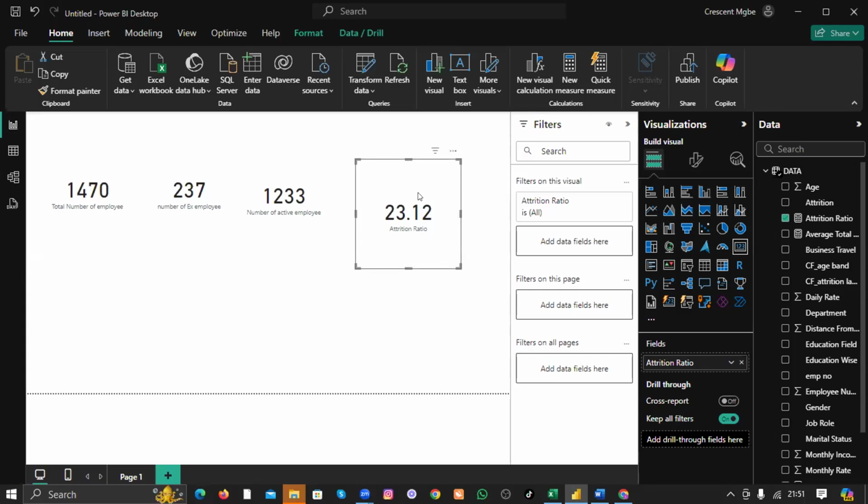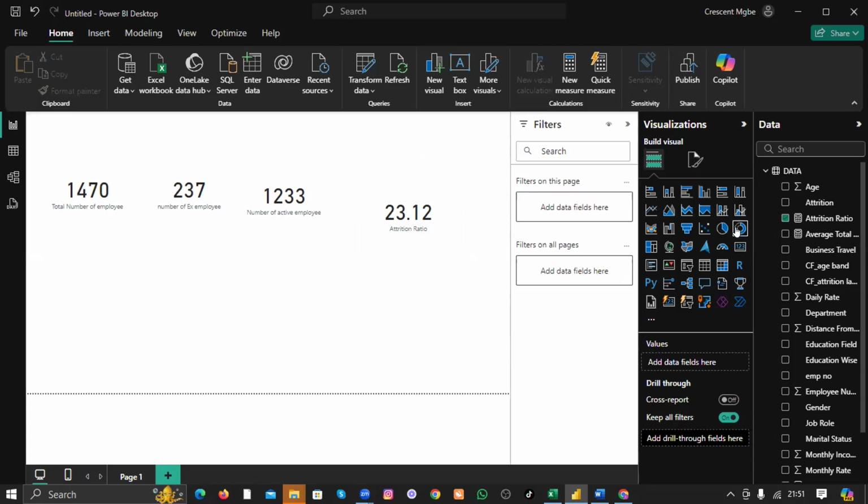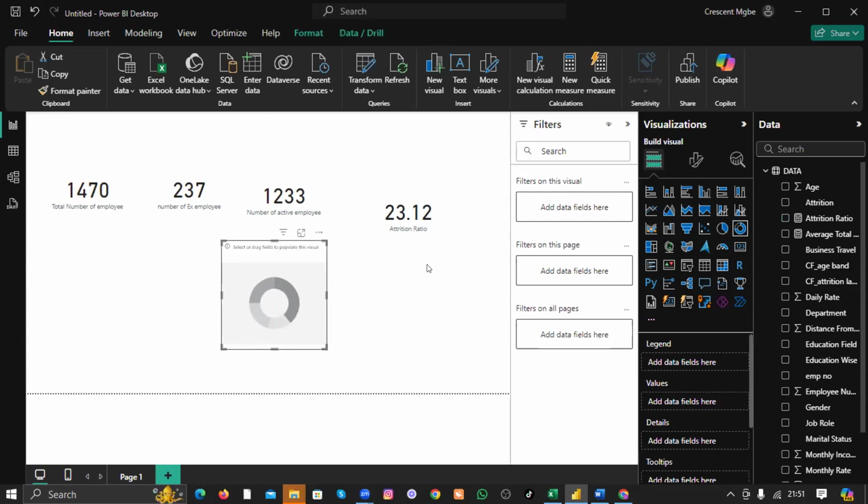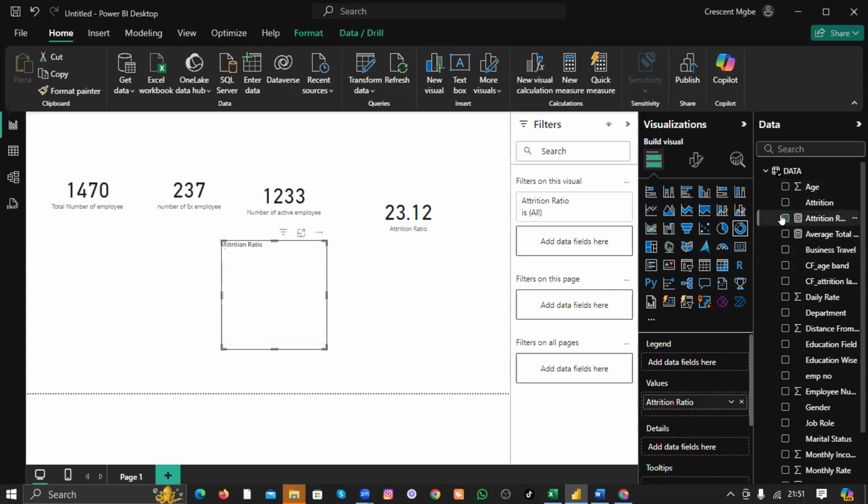So let's now look at whether this attrition ratio is low or high. Let's do that with pie charts. Let's do that with donut charts. So this donut chart, let's put the attrition ratio there.